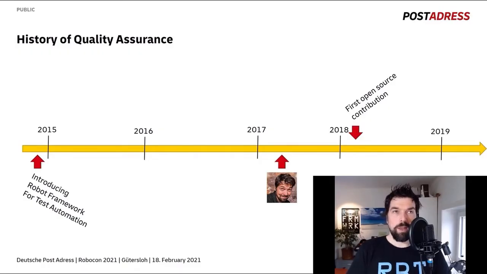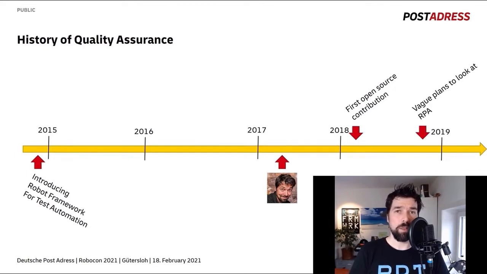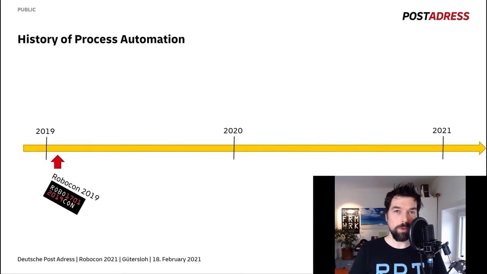And at the same time, we heard rumors from the Robot Framework community that people wrote test cases that could order tickets for concerts. So at the end of the year, we had the vague idea: next year, in 2019, let's have a look at this RPA thing. With those vague ideas, I went to my first RoboCon, and it was a blast.